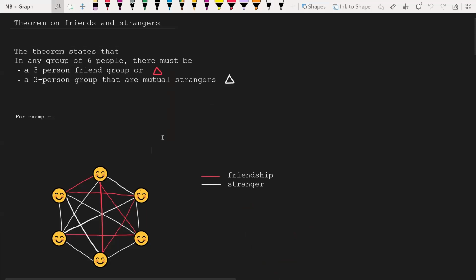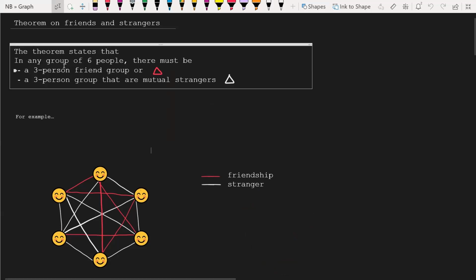Today, we're going to talk about the theorem on friends and strangers. The theorem states that in any group of 6 people, there must be a 3-person friend group or a 3-person group that are mutual strangers.